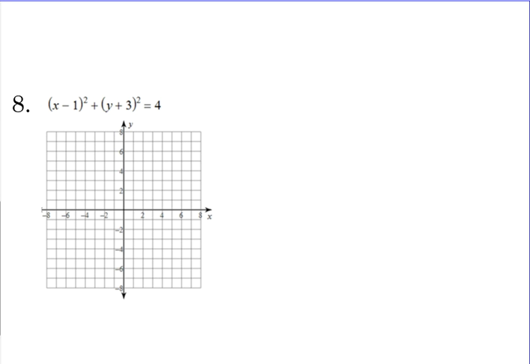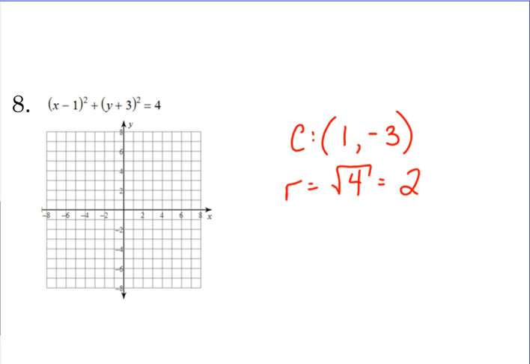Number 8. Okay, x minus 1 squared. That means the x-coordinate of our center is at positive 1. Y plus 3 means the y-coordinate of our center is at negative 3. Our radius is the square root of the number on the right side, so the square root of 4 is 2.